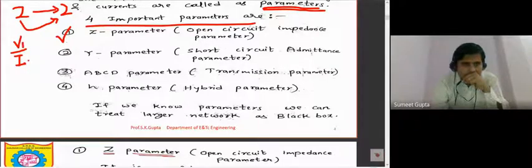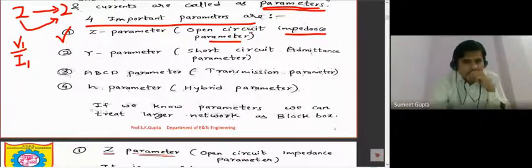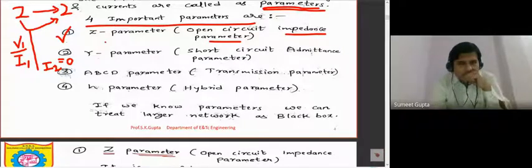Suppose I am calculating V1 by I1. This is voltage upon current, which is nothing but impedance. Now, why is it called open circuit? Because whenever I am calculating V1 by I1, I make the other current I2 as 0. Current 0 means open circuited. That's why it is called open circuit. And it is impedance because in Z parameters we are finding the voltage upon current ratio.